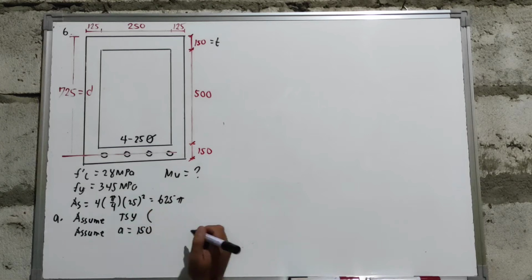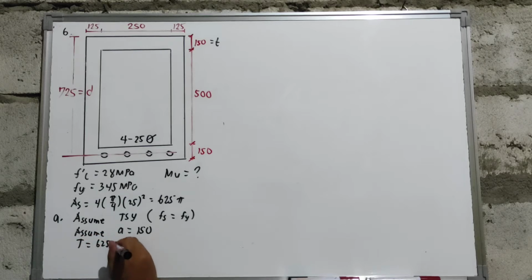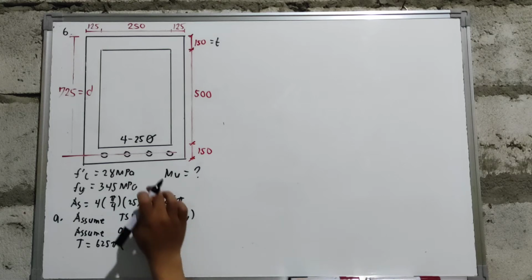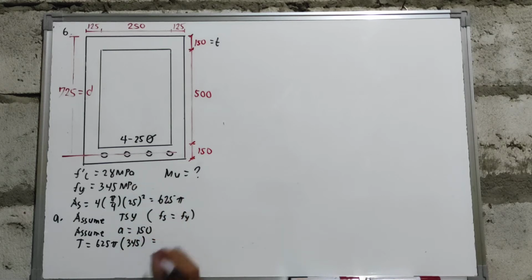So, kapag in-assume natin na tension steel will yield, the value of your Fs is equal to the value of your Fy. So, unahin muna natin kunin yung tension natin. So, that is equal to As multiplied by Fy. So, the value of your Fy, that is 345 megapascal. So, you will have a value of tension which is equal to 677.406 kilonewton. So, etong tensile force na to, yung ibabalance natin dun sa compressive force natin, kasi C is equal to T by engineering mechanics.